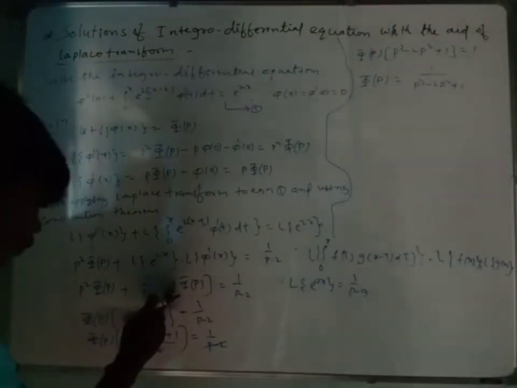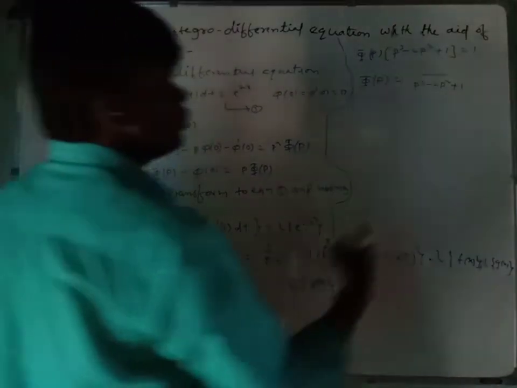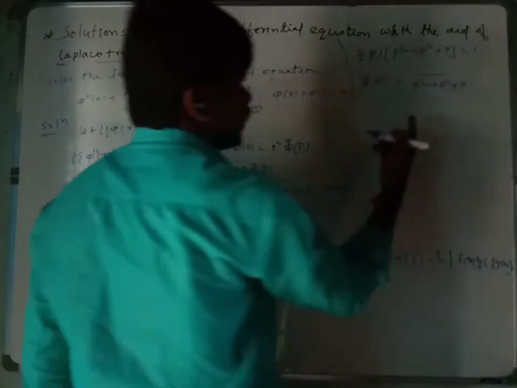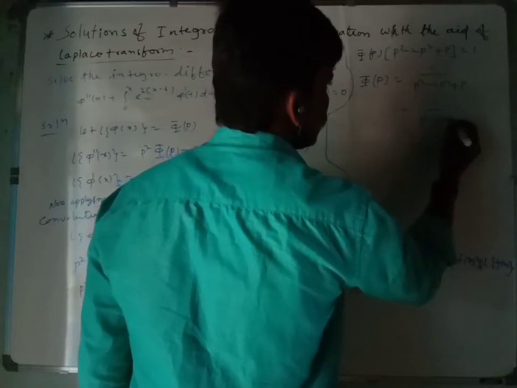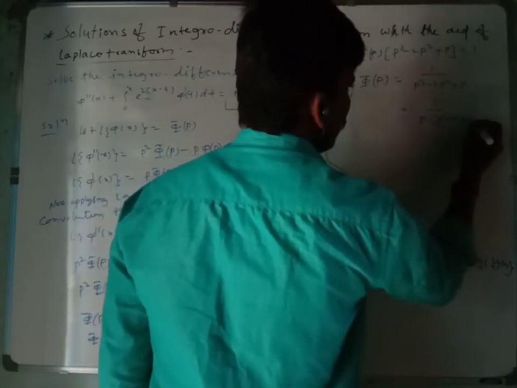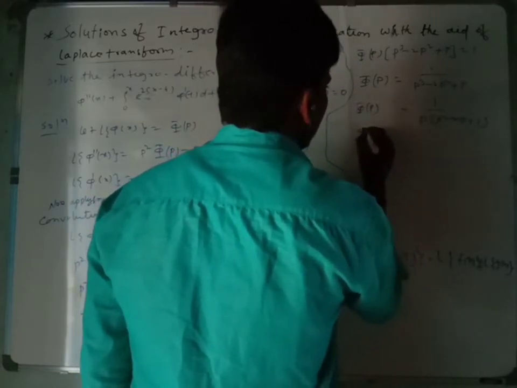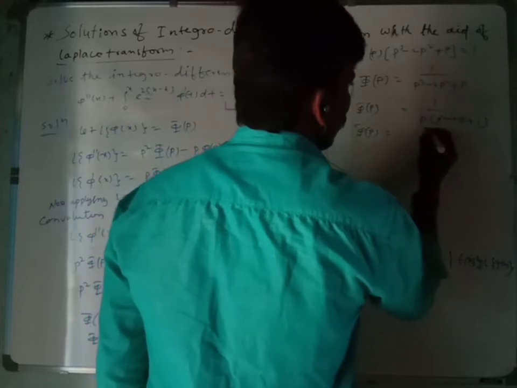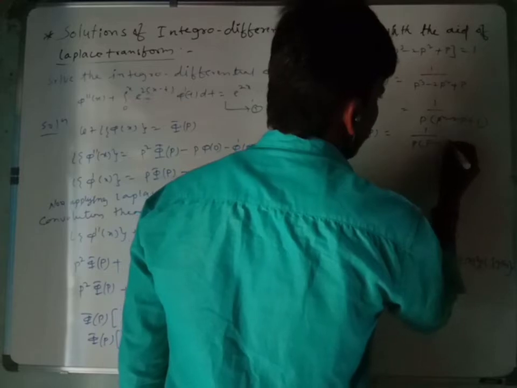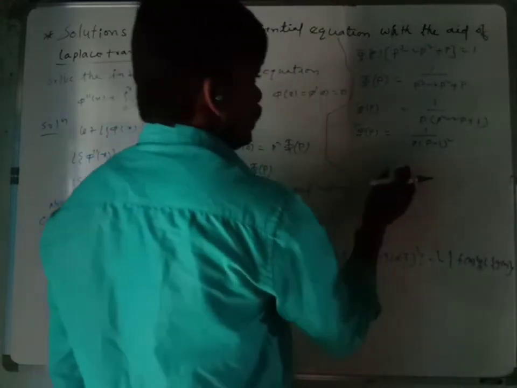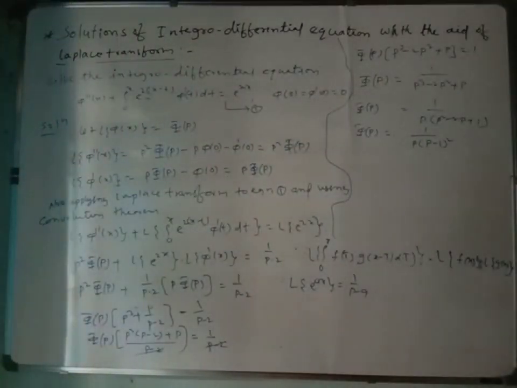Sorry, this value p into p, this value is p. Taking p common, 1 upon p, and taking common p square minus 2p plus 1, capital phi of p equals 1 by p into p minus 1 whole square. This can be used. This is capital phi of p.